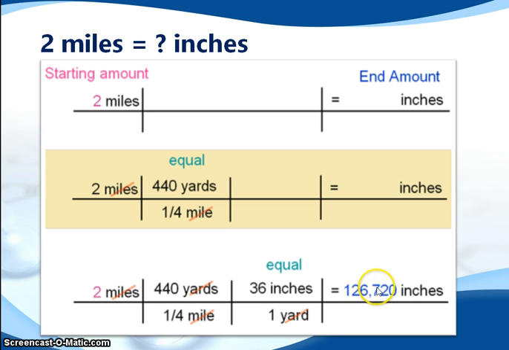126,720 inches. How did we do that? We know that 440 yards is basically 1/4 of a mile. We also knew that 36 inches go to 1 yard. Therefore, we were able to multiply and divide to find that 2 miles times 440 yards divided by 1/4 of a mile, notice that the miles cancels out, times 36 inches over 1 yard, notice that the yards cancels out, equals this number of inches. Basically, we were able to calculate that 2 miles is equal to 126,720 inches. This is a relatively easy concept.